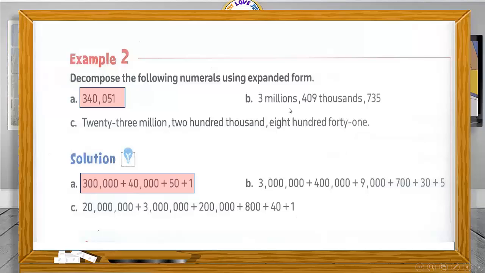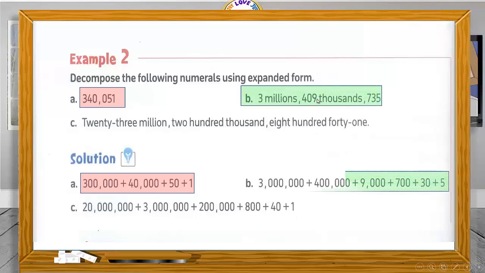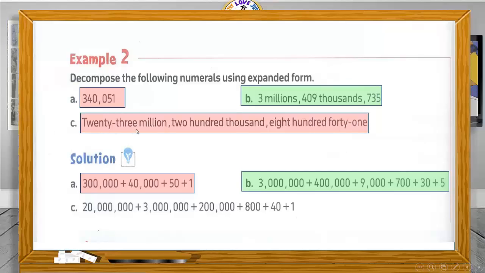Next one, 3 million, this number in short word form. 3,409,735. 3 millions: write 3 and 6 zeros because he said 3 millions. 400: write 400,000. 9,000. 735.